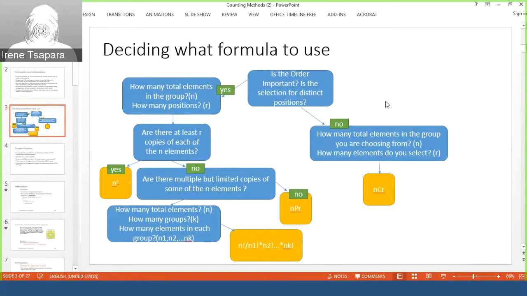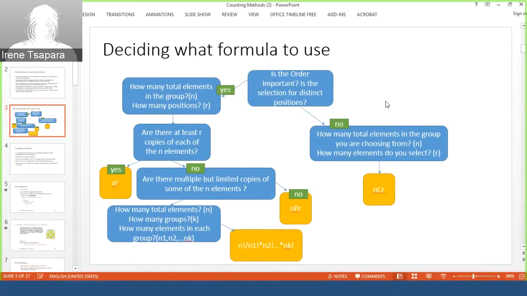When the order is important, we have more ways of rearranging things, so the permutations always give us bigger numbers as solutions. With the combinations, the result that we get for the counting events is going to be a smaller number. So combinations are always less than the permutations.